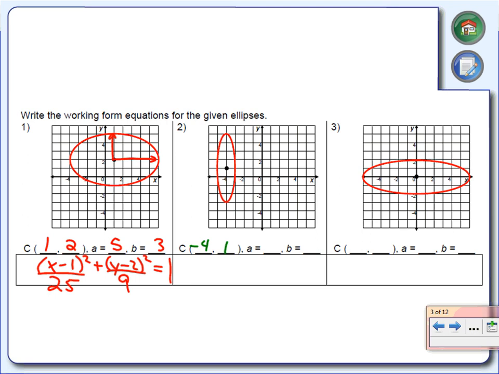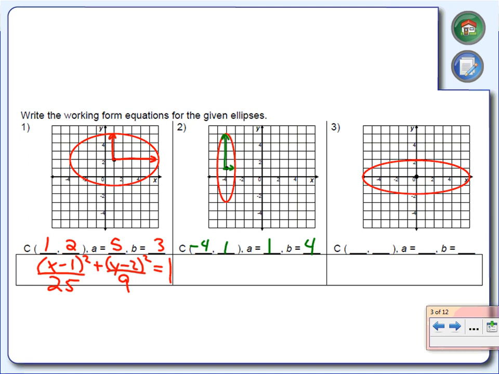Now what we need to do is find the horizontal distance, the distance from the center to either the right or the left of the ellipse. And what is that distance? 1. Now I need to find the vertical distance, the distance from the center to either the top or the bottom of the ellipse. And what is that distance? 4. So I've got everything I need in order to write my equation.